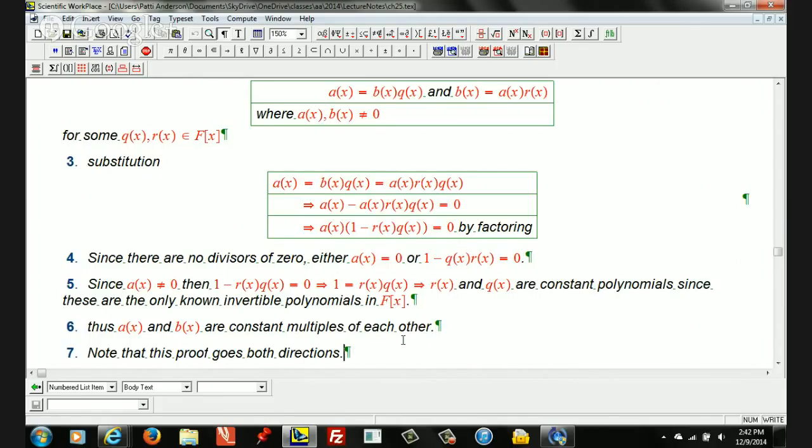Hey, Dr. Anderson, can you just say something about, in number 5, you said R of X and Q of X are constant polynomials, and C is the only known invertible polynomial in F of X. Is that just because we don't know what the inverse of a general polynomial is in F of X, because we don't know anything about F other than it's a field? Okay.